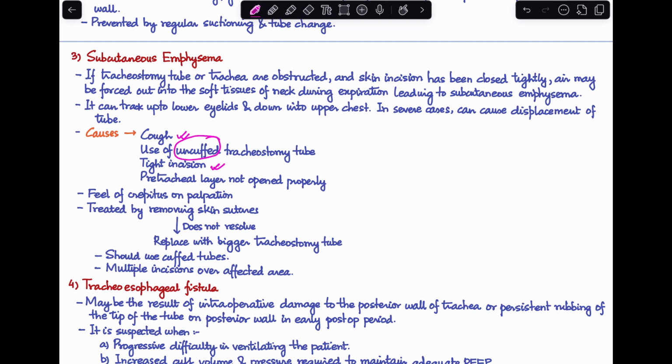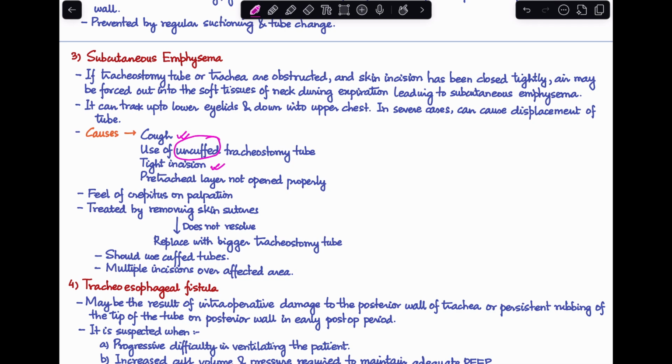In my last class, I was talking about how, before you incise the trachea, you have to make sure that you have dissected the pretracheal fascia properly. If it is not opened properly, the air leak may go into this layer and lead to the development of subcutaneous emphysema.